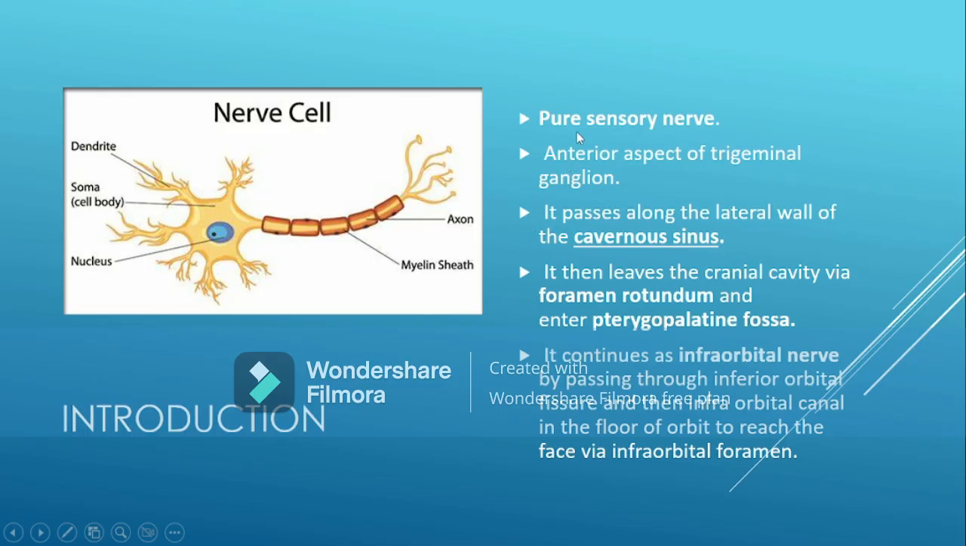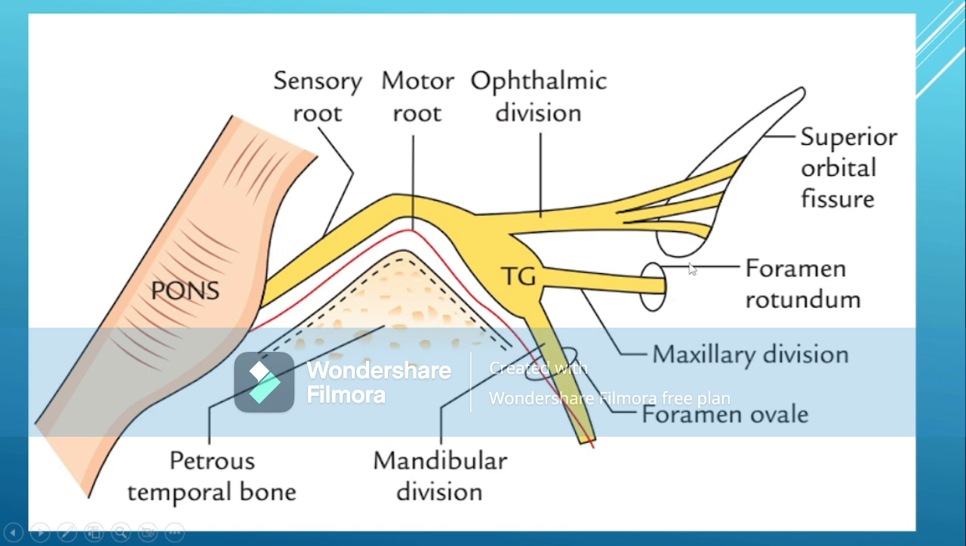In the introduction, as I stated, the maxillary nerve is a pure sensory nerve. It forms from the anterior aspect of the trigeminal ganglion, which we saw in the diagram. It passes through the cavernous sinus, and then it leaves the cranial cavity through the foramen rotundum, and then it enters the pterygopalatine fossa. This we will study later. Now let's first see where the foramen rotundum is.